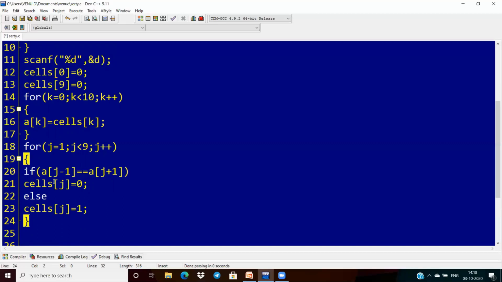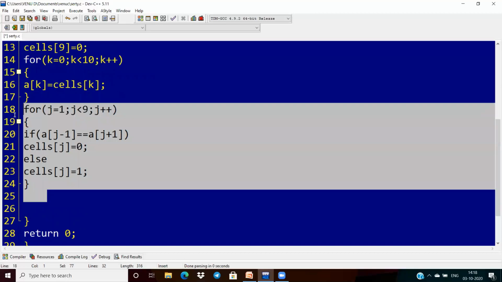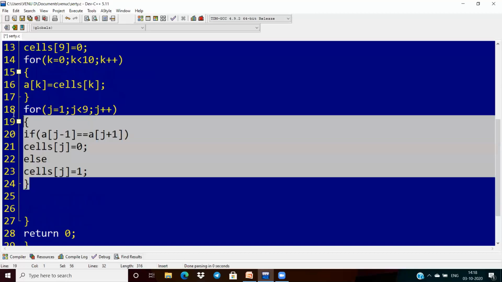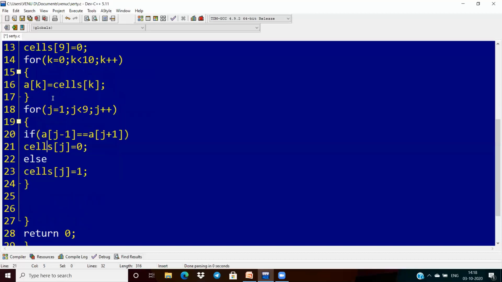So it is 1 and it is 0. Okay, so this is for what here? Here we are doing the operations for 1 day. Otherwise I have to display all the cell values.